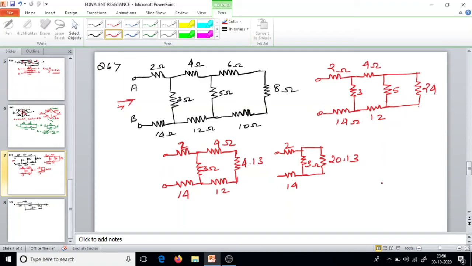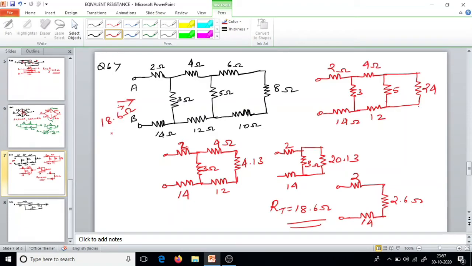So now this 2.6 ohm is in series with 2 ohm and 14 ohm. So these three are in series, and the answer will be RT equals 2 plus 2.6, 4.6, plus 14, that is 18.6 ohm. So for this equivalent network, if you look from this point, the resistance will be 18.6 ohms. We'll try to solve one more question today.